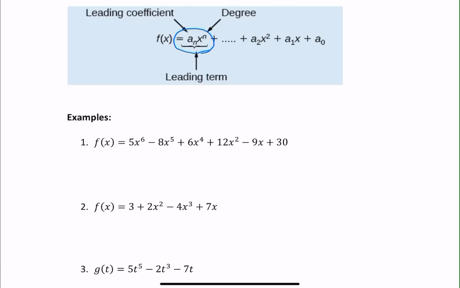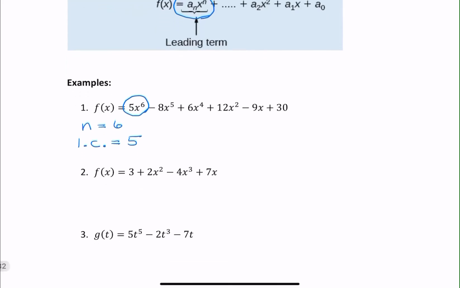So if we look at this one, it's in descending order. So 5x to the 6th is going to be our leading term. Our degree, which is n, we'll call our degree n, is 6. And our leading coefficient, I'm just going to put LC, is going to be 5. So that's all that I want for these next couple examples.